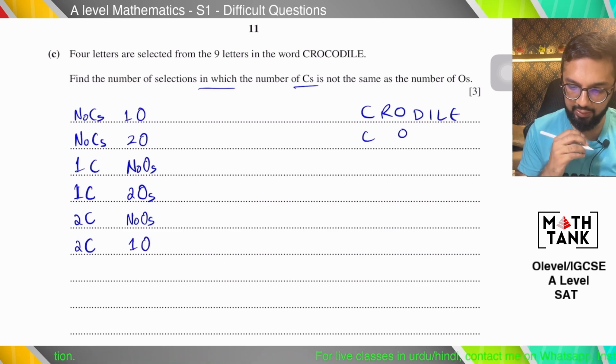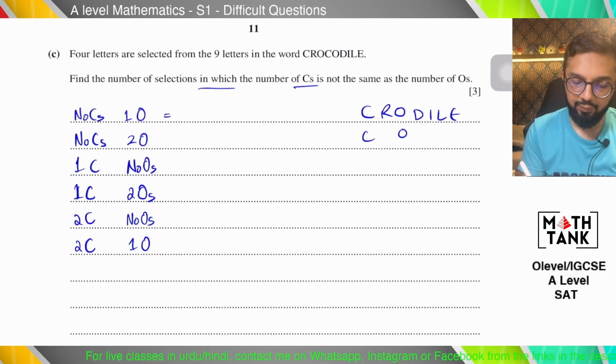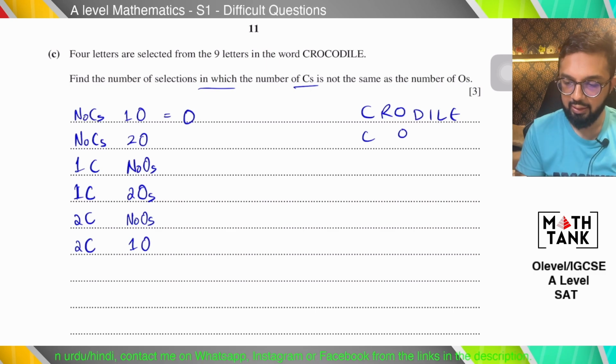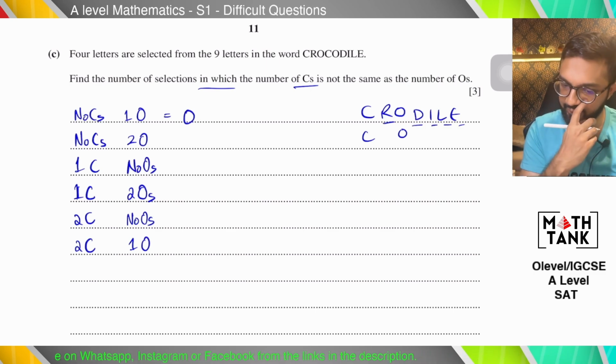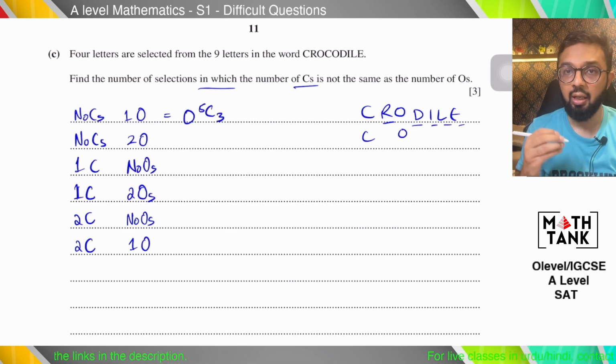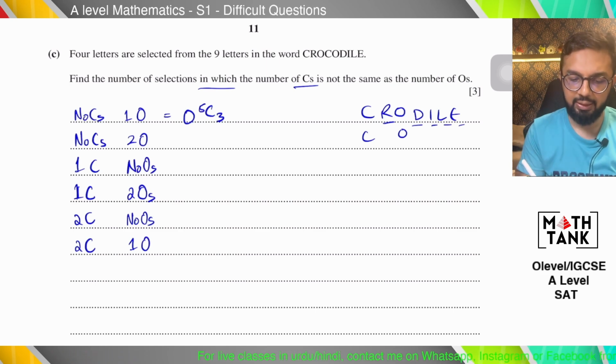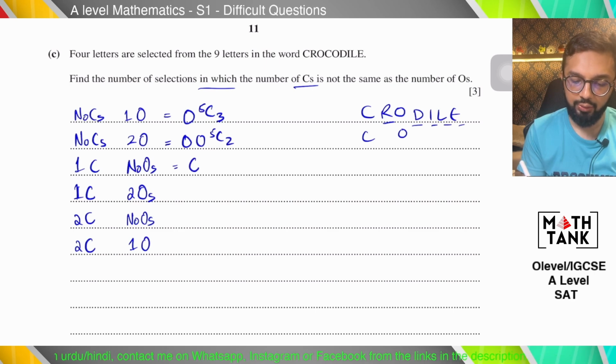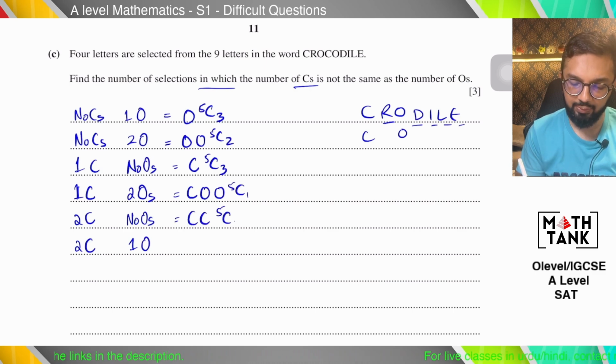Okay, so number of C's is not the same as the number of O's. Okay, so I have O and then I want to select RDILE. There are 5 letters available. I need to select 3 more, so I'm going to say 5C3. Remember that when you're selecting identical letters and you're counting the number of selections, you're not doing probability right now. So you don't select those, you take them as it is. Okay, so 2 O's, 5C2. 1 C no O's, 5C3. 1 C 2 O's, 5C1. 2 C's no O's, 5C2. 2 C's 1 O, 5C1.